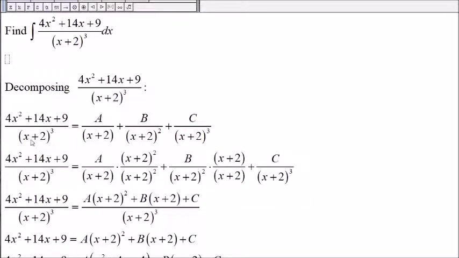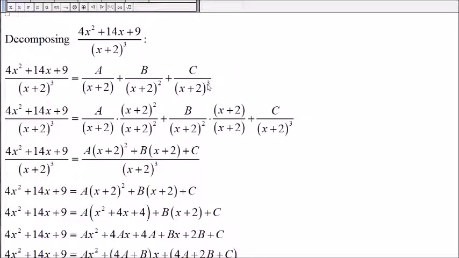And so when we have a repeating linear factor like x plus 2 to the third, then we have to write it as x plus 2 to the first, x plus 2 to the second, x plus 2 to the third. Because x plus 2 is a linear factor, on the top we just need a constant. Here we just have a constant and then a constant.